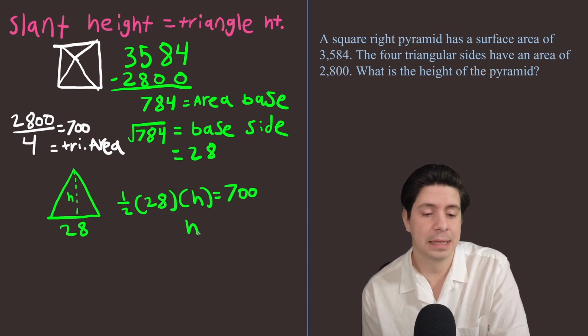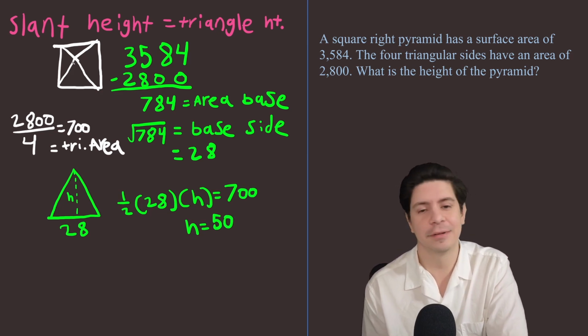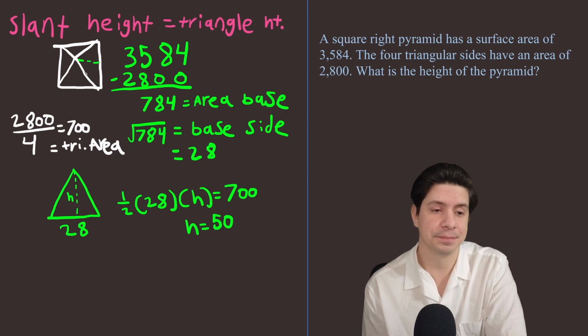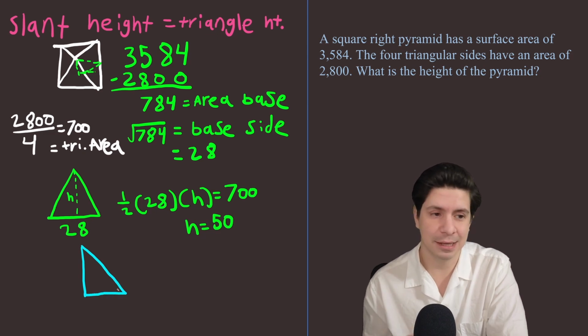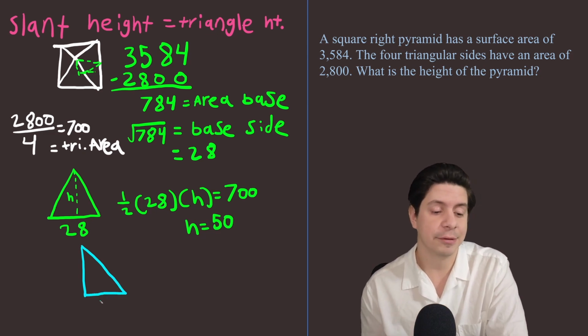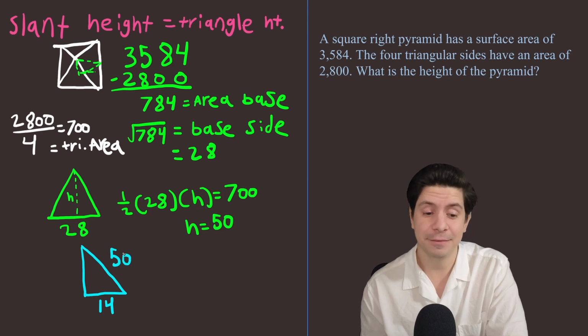Okay, and then we're going to get h equals 50, because 1/2 times 28 is 14. 700 divided by 14 is 50. Okay, now that we have that, imagine the right triangle being made by the base, half the base length from center to edge. So that'll be 14, and then the slant height, which is going to be 50, which is what we just found, and then what we're looking for, which is the height.